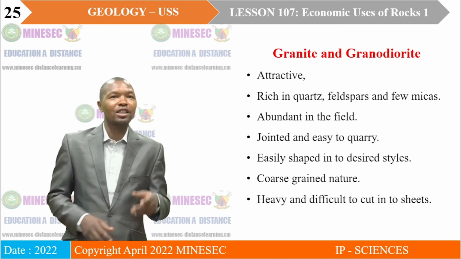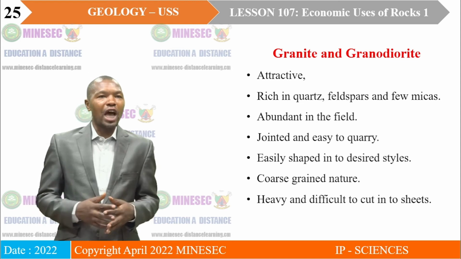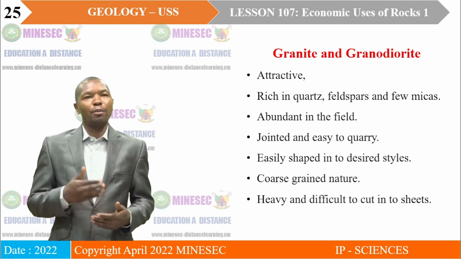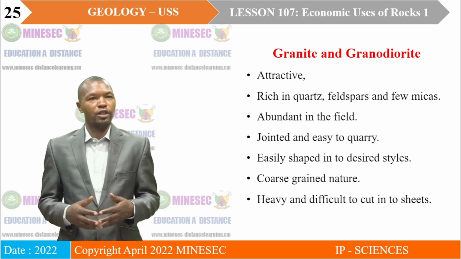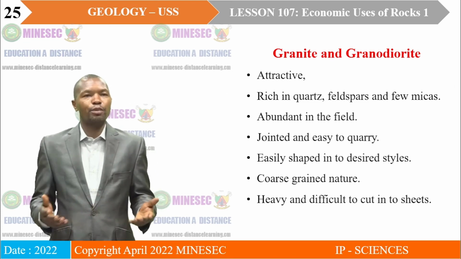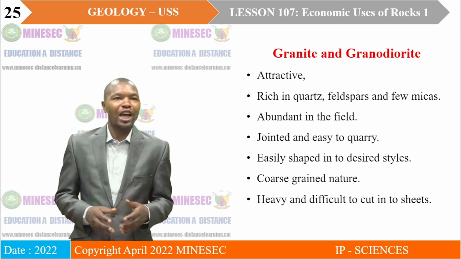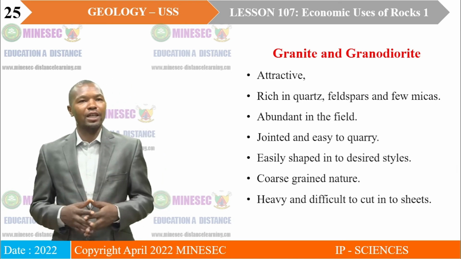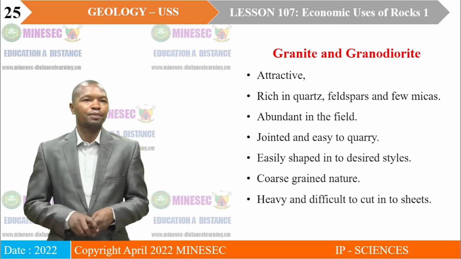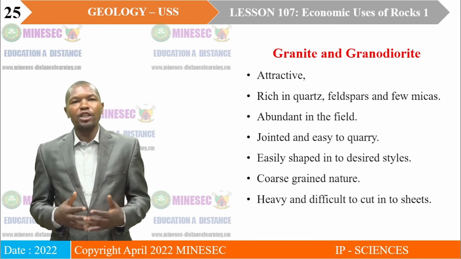Now, granite and granodiorite. These are rocks that are first of all attractive because they are made up of felsic minerals like quartz, feldspar, or quasi-feldspathic minerals. They are rich in quartz, feldspar, and few micas, especially the light micas. They are abundant in the field.